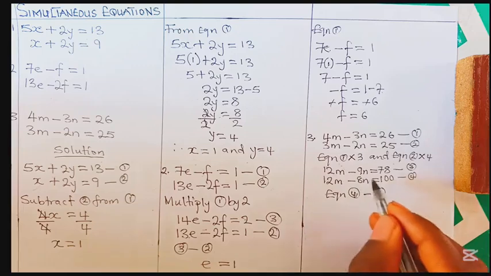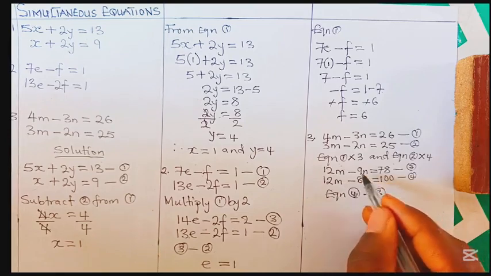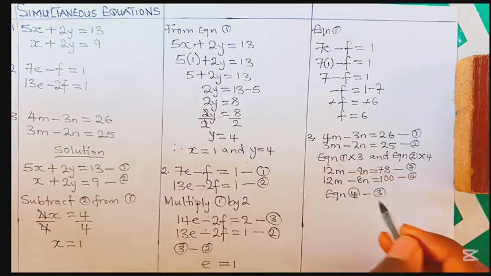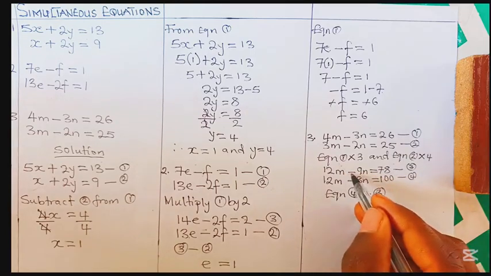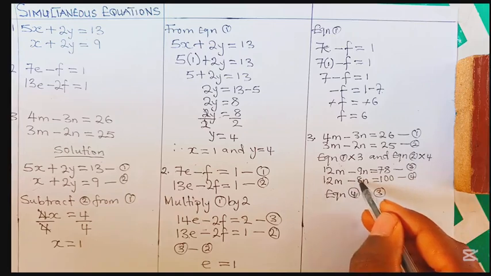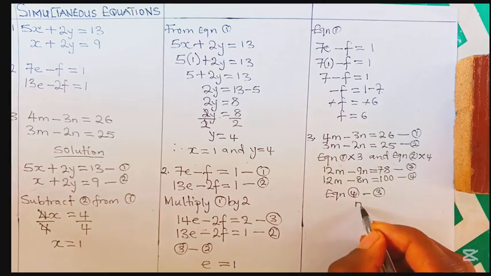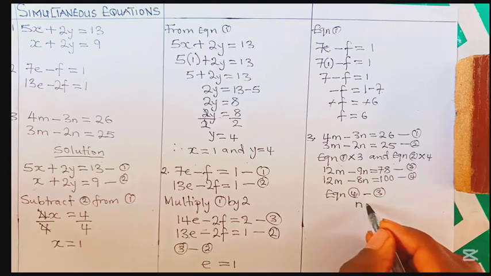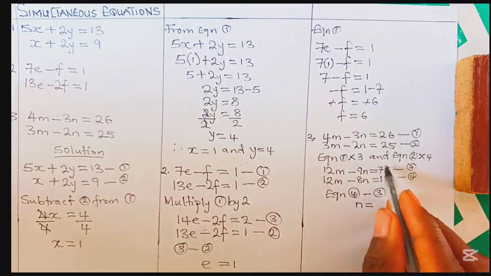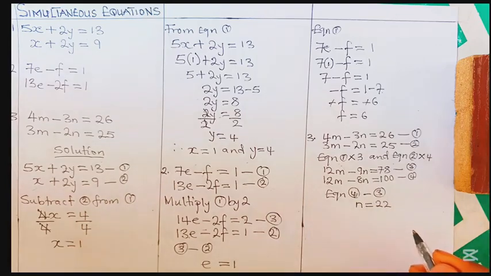The m will go. We have minus 8n minus 9n, minus 8n minus minus 9n, we give plus. So we are having minus 8n plus 9n. That will give us positive n, that is positive 1n. 100 minus 78, we have 22. So n is equal to 22.